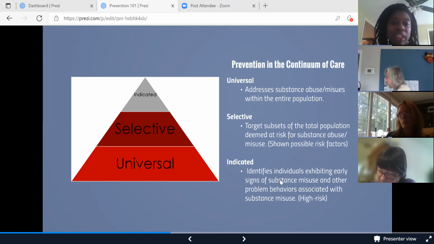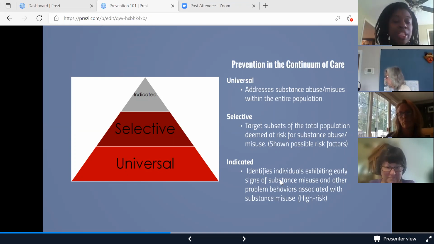If we were to use a selective preventive method, that would take a subset of that total population who are deemed as at risk for substance abuse or misuse. For this example, if I was to use a selective from the city of Hartford, I can say Hispanic men under the age of 30. Now, this is rhetorical. I haven't done the research on this to know whether this is true or not, but this is a rhetorical selective.